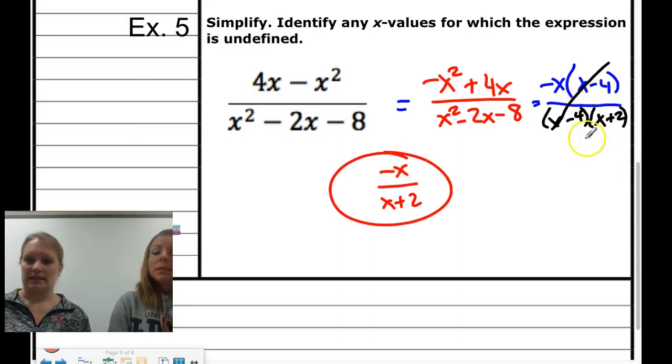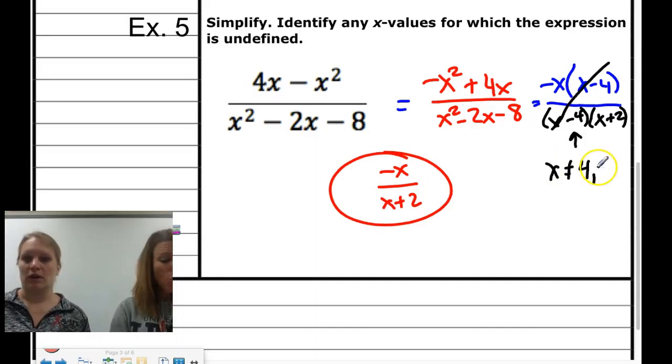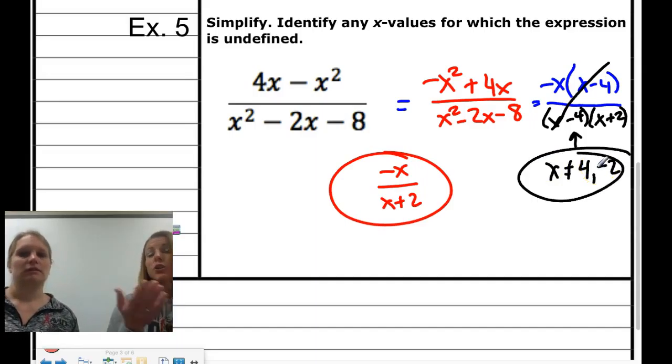But now we have to go back to here to see what our zeros can't be. So x cannot be positive 4 or negative 2, because if they are, your denominator is 0.